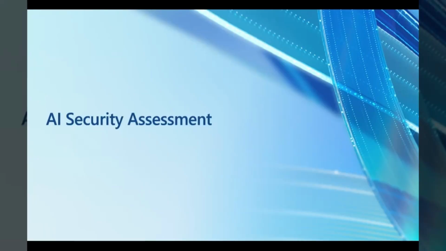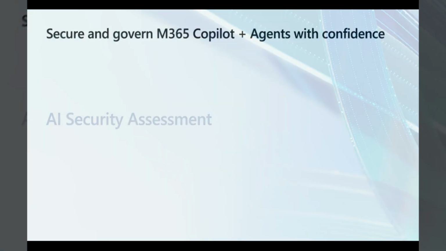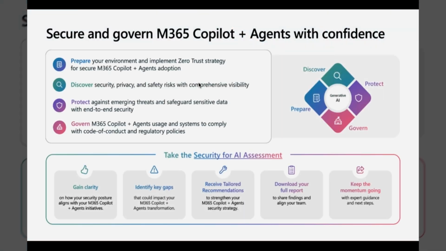All right, so back to the deck, and now we're in the section around our AI security assessment. Okay, so we've gone through a lot of different things today. We've created a lot of different policies that are out there to help protect our data and things of that nature. How do I get started? Well, one of the things here is you have the ability to secure and govern M365 Copilot and agents with confidence. So what you'll see here on this page is first preparing that environment, discovering the privacy risk with comprehensive visibility, protecting against those threats, and governing. So all the things that we've kind of already talked about across the course of the session.